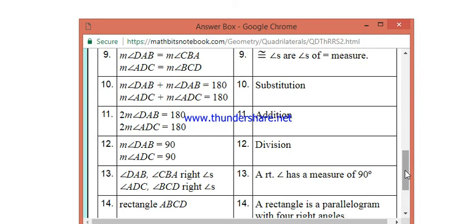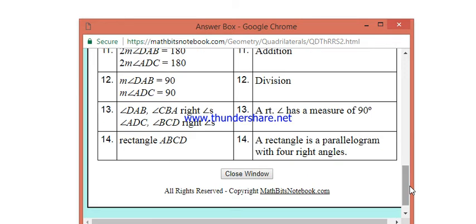For number 11, 2 times the measure of angle DAB is equal to 180, and 2 times the measure of angle ADC is equal to 180. And for number 12, the measure of angle DAB is equal to 90, the measure of angle ADC is equal to 90. And for number 13, angle DAB and angle CBA are right angles, and angle ADC and angle BCD are right angles. The reason is a right angle has a measure of 90 degrees. For number 14, rectangle ABCD, and the reason is a rectangle is a parallelogram with 4 right angles.